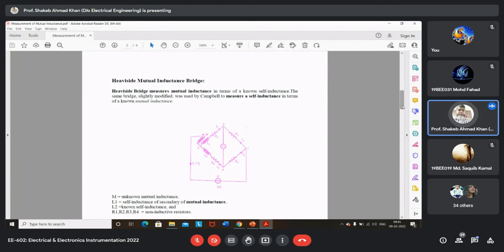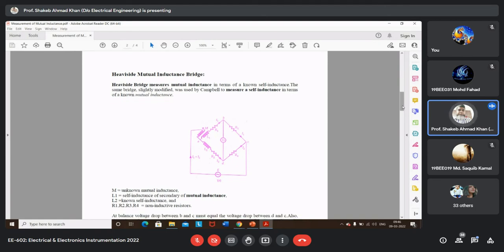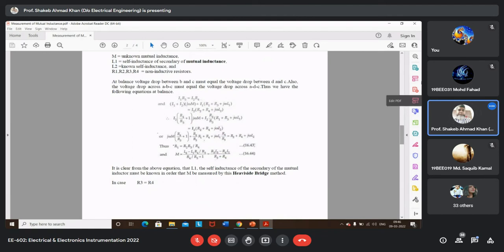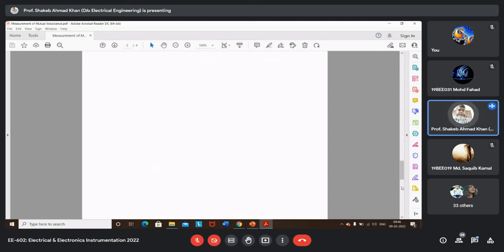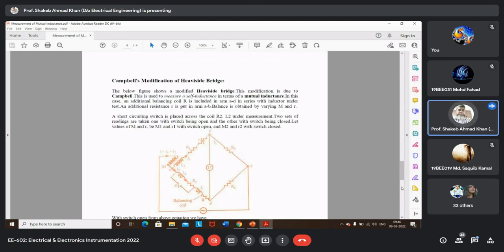So we discussed a set of bridges which are used for measurement of inductance. Then another set of AC bridges we discussed to measure capacitance. Then Wien's bridge we used for measurement of frequency. Then we used the Heaviside mutual inductance bridge to measure mutual inductance in terms of self-inductance. And finally, we discussed the Campbell's modification of the Heaviside bridge for measurement of self-inductance in terms of mutual inductance. All these things we have discussed in the second unit, and I'm closing the second unit here.